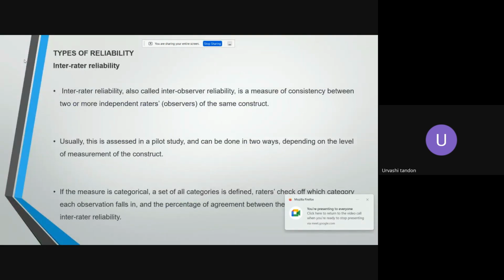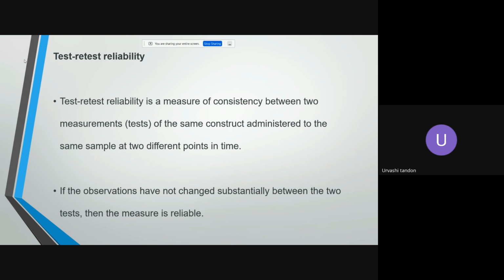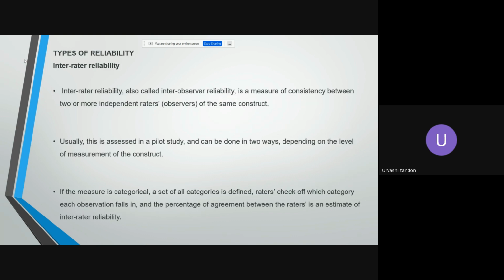So the types of reliability. First is inter-rater reliability. Inter-rater reliability is the consistency between two or more independent raters. Let's say you have made a questionnaire, and you give your questionnaire to one or two independent raters, and then you compare their results, right? The percentage of agreement between the raters leads to inter-rater reliability. It means two people validating your questionnaire simultaneously, because then you are comparing their results. Test-retest means that, again, here it was two independent raters or observers of the same construct.